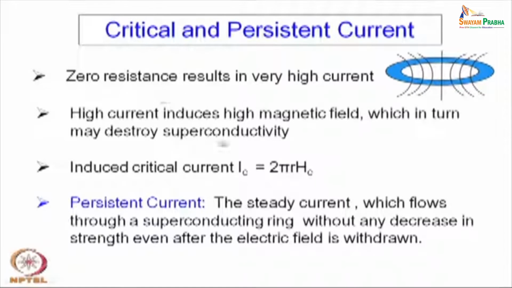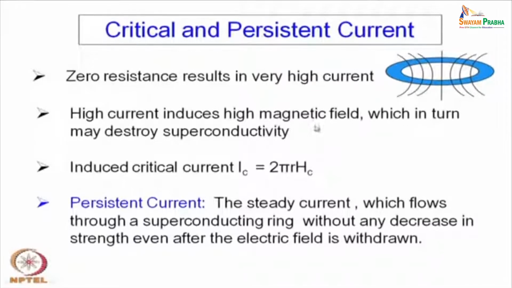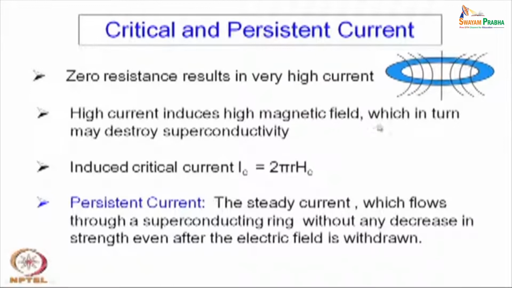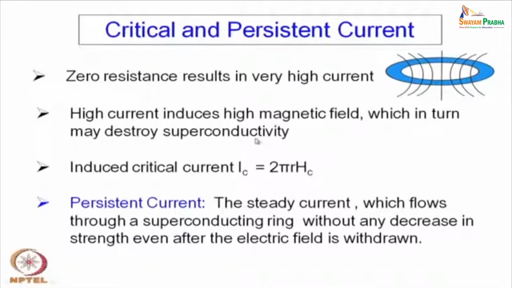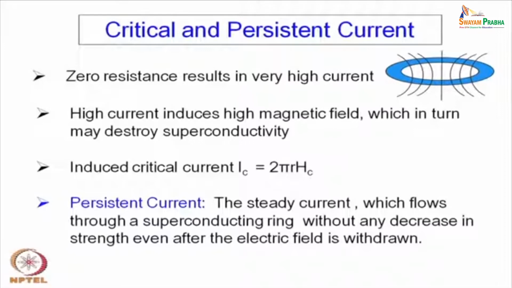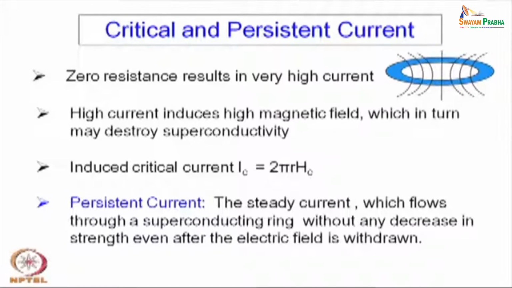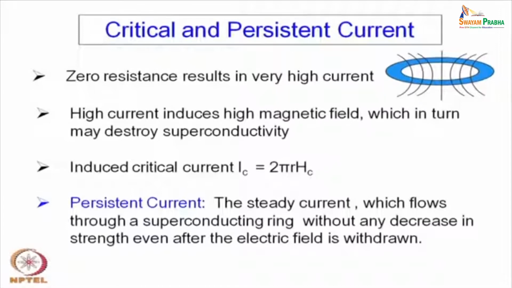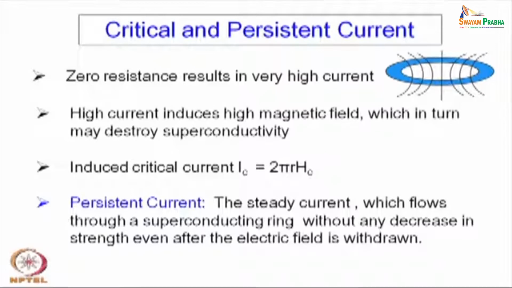However, high current induces a high magnetic field. So, high current means high magnetic field, which in turn may destroy superconductivity. That is another consequence: once you have a high current there will be a high magnetic field, and this magnetic field has an effect on the current itself, or the superconducting behavior of the material.